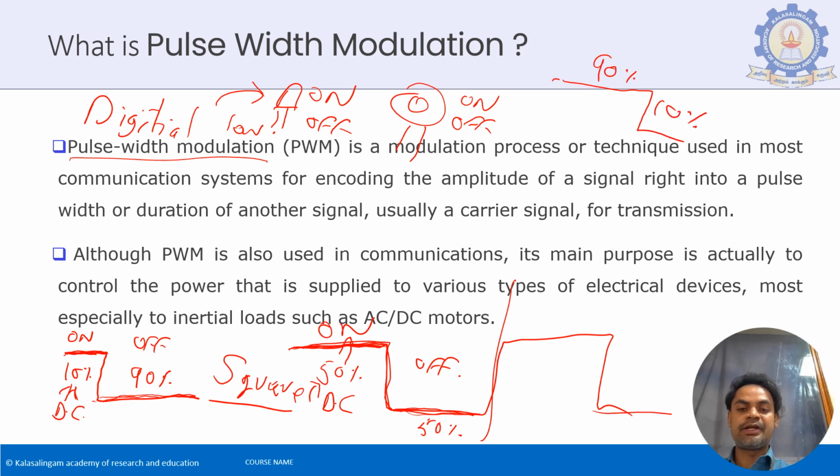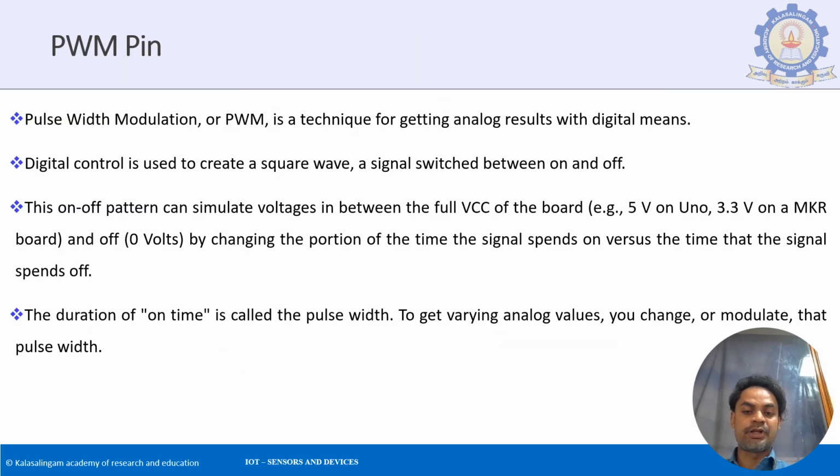What is going to happen? 90% of the time the power supply is on and only 10% it is off, which means I'm going to get maximum brightness of my LED. So this is where, by varying the on time of my particular signal, I can vary the brightness of my LED or I can vary the speed of my motor.